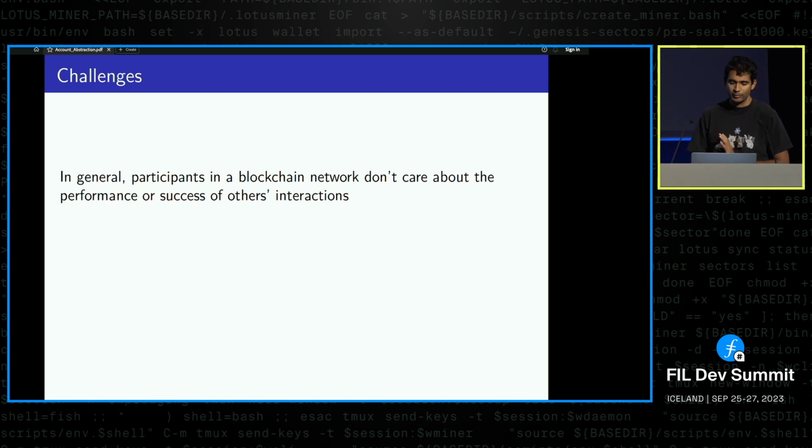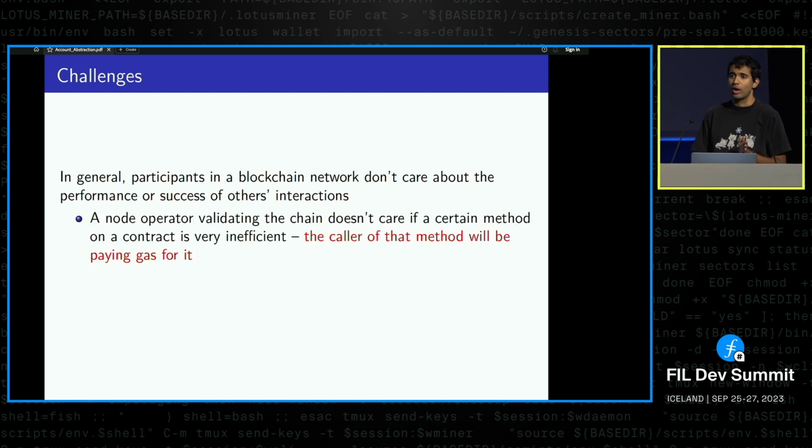If you're a node operator that's validating the chain, you don't care if some contract somewhere has a method that's really inefficient, because the system requires that contract to pay gas for it, and so if it takes a long time, whoever's interacting with that contract is spending a lot of money.